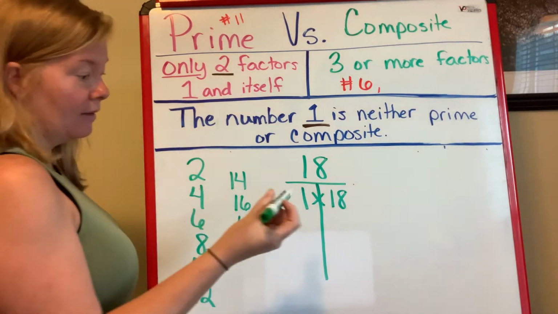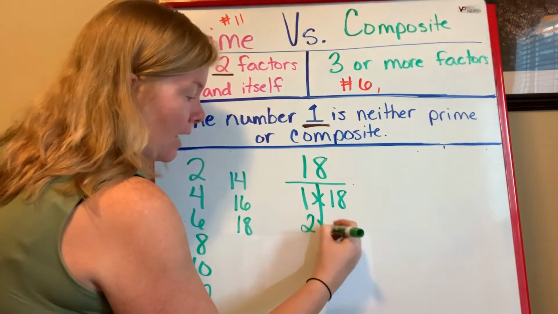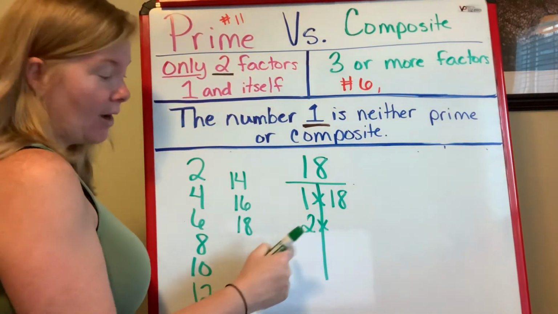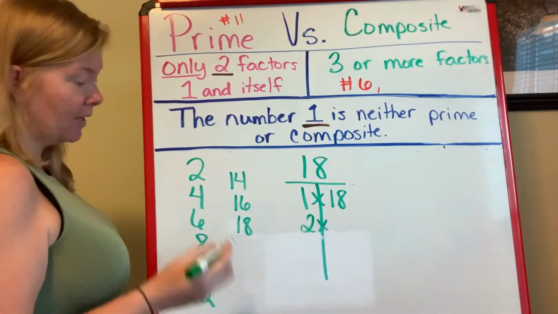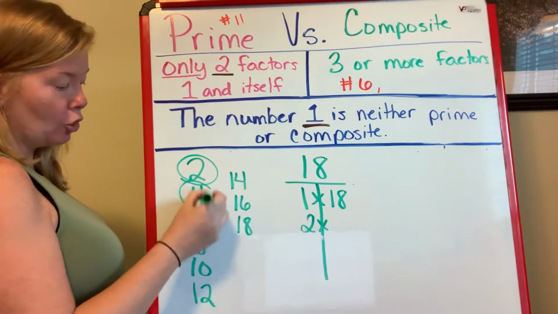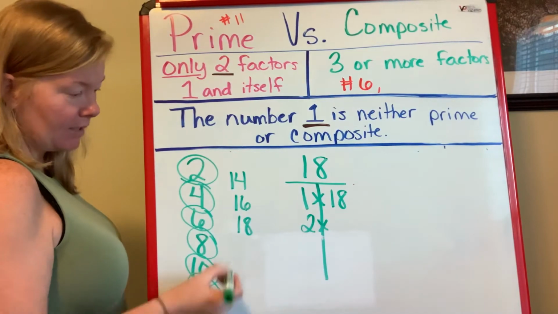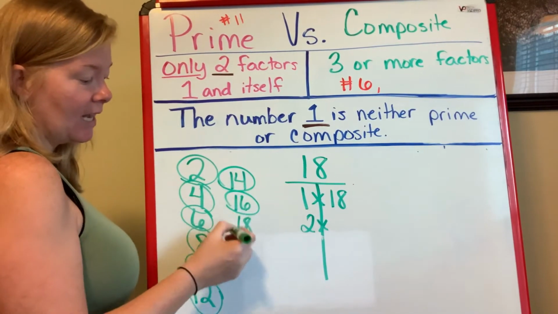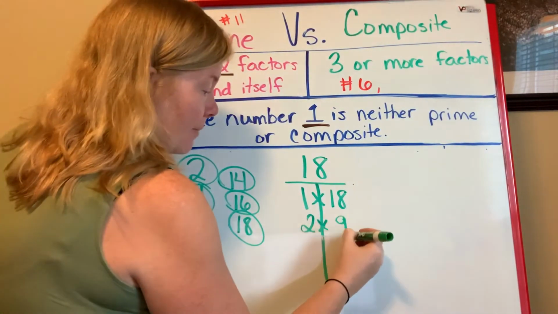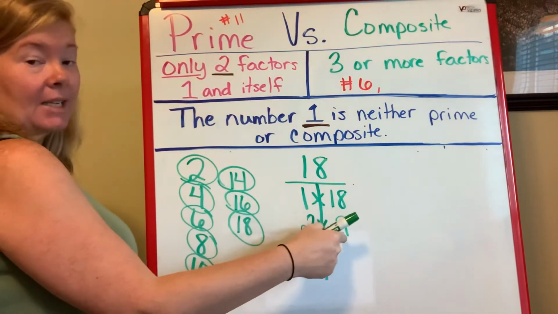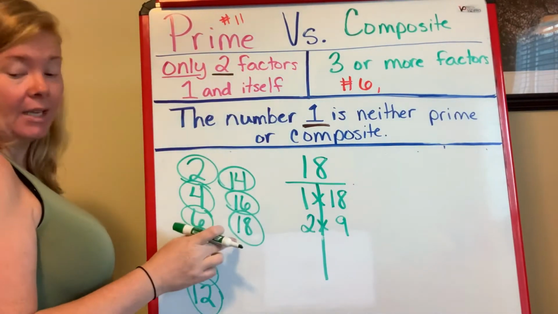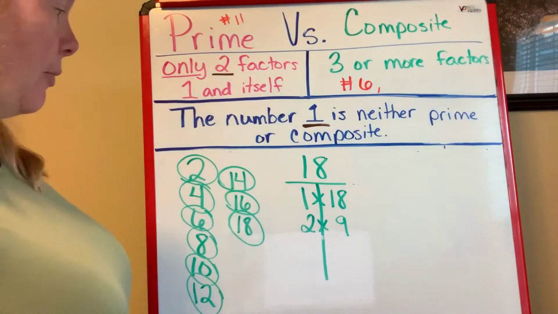Since I said 18, I have to count how many times I said 2. 1 times, 2, 3 times, 4 times, 5 times, 6 times, 7 times, 8 times, 9 times. So 2 times 9 gives me 18. All right, what number do I test next?